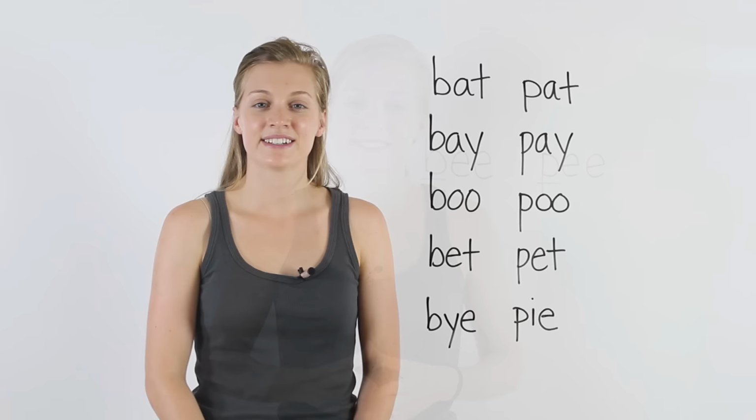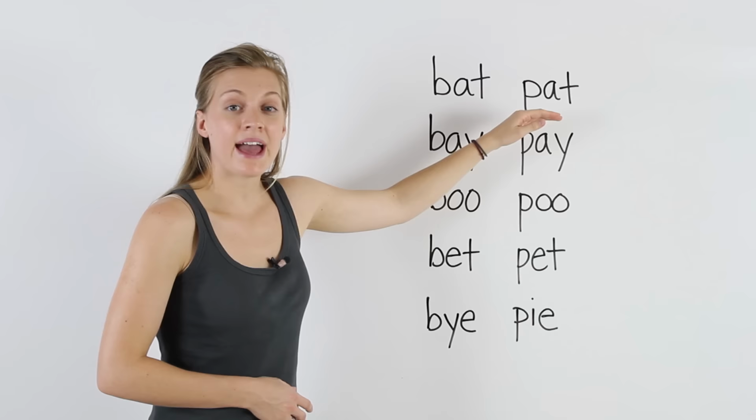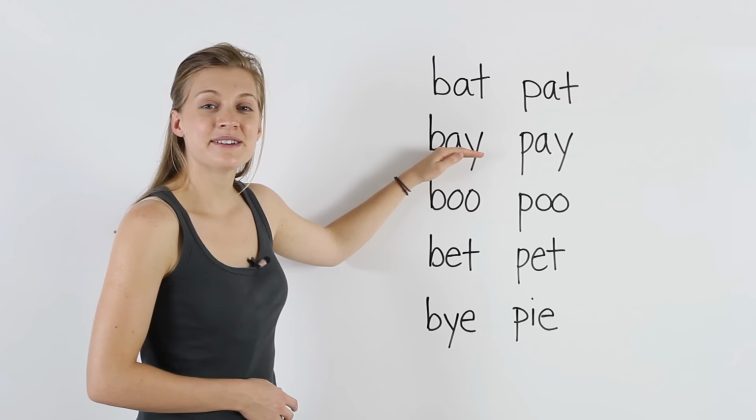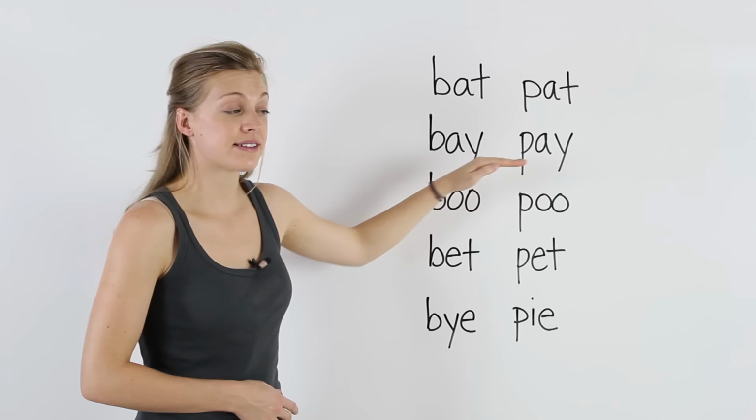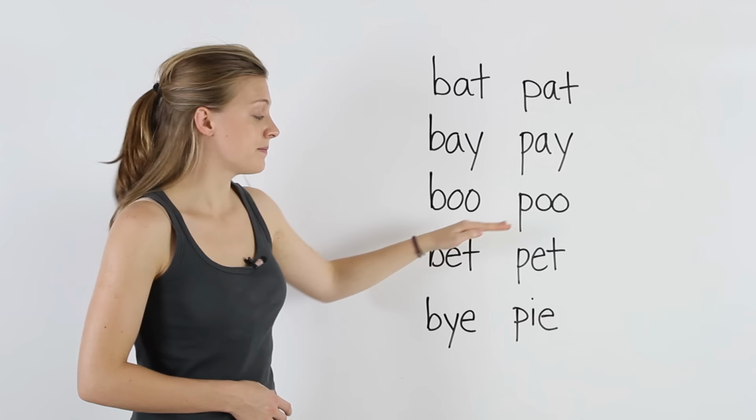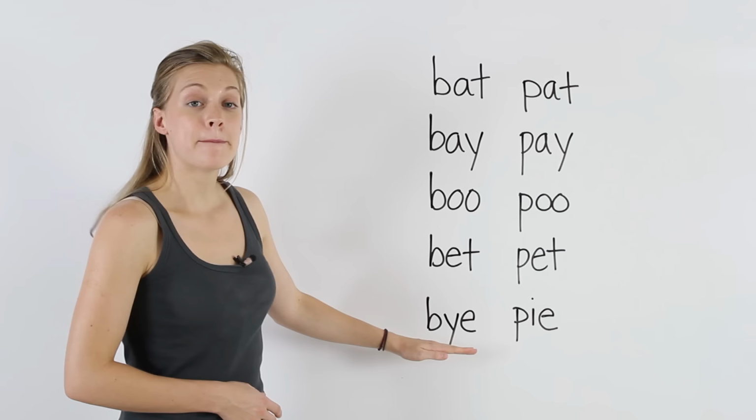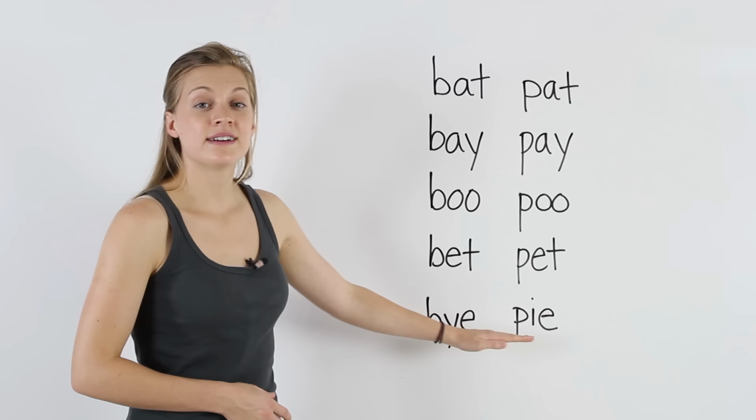Let's look at our first set of minimal pairs. Please repeat after me. Bat, pat. Bay, pay. Boo, poo. Bet, pet. Buy, pie. Let's move on to our next set.